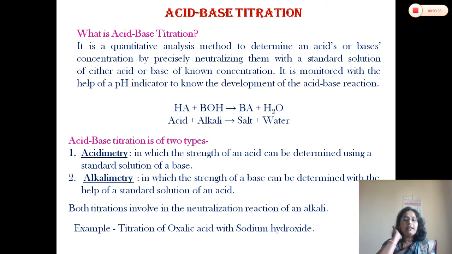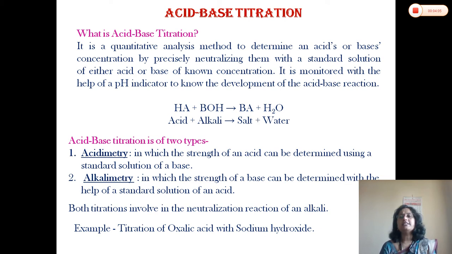So we can define the acid-base titration as a quantitative analysis method to determine an acid's or a base's concentration by precisely neutralizing it with a standard solution of either acid or base of known concentration. It is monitored with the help of a pH indicator to know the progress of the acid-base reaction.